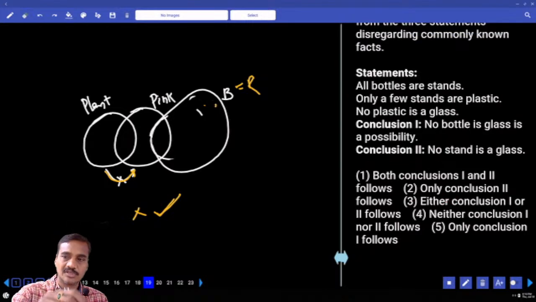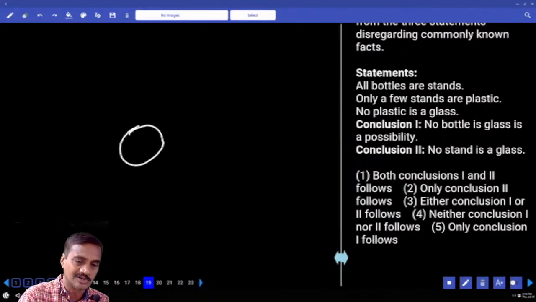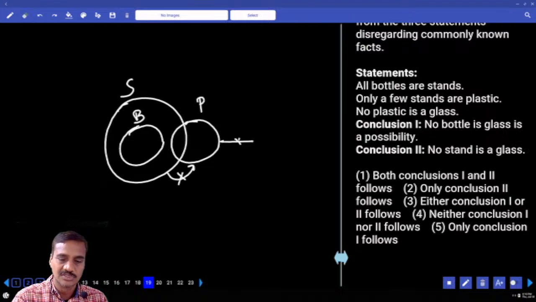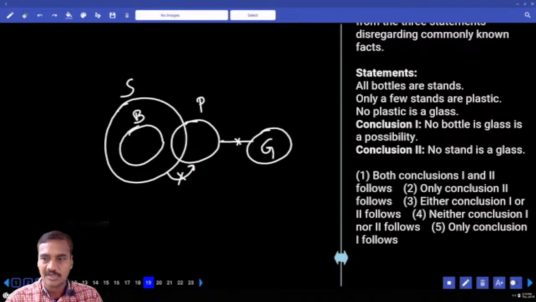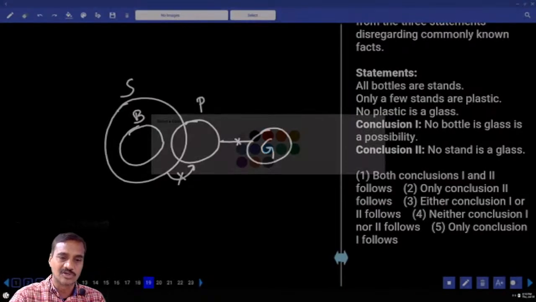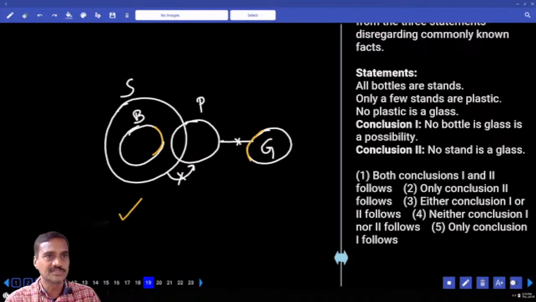Now the 19th one, all bottles are stands. All these bottles are stand. And only a few stands are plastic. Some stands are plastic, but not all. And no plastic is glass. No intersection between plastic and a glass. And the first one, no bottle is glass is a possibility. Bottle is here, glass is here. As of now, it is no intersection. That is possible or not?